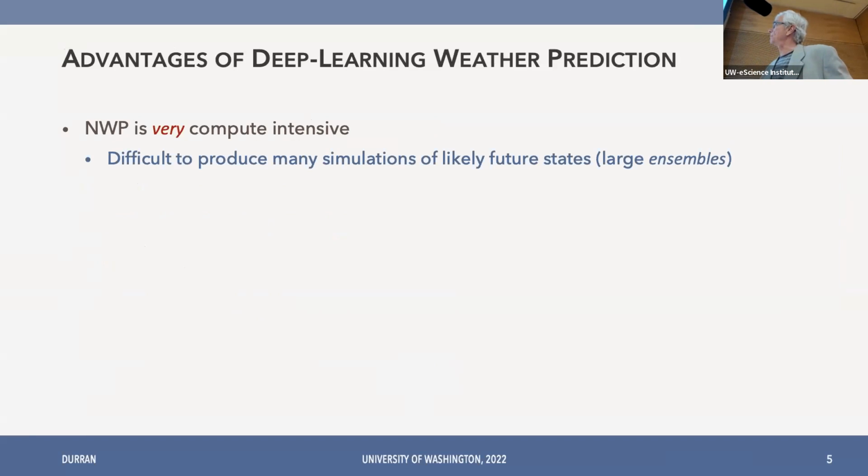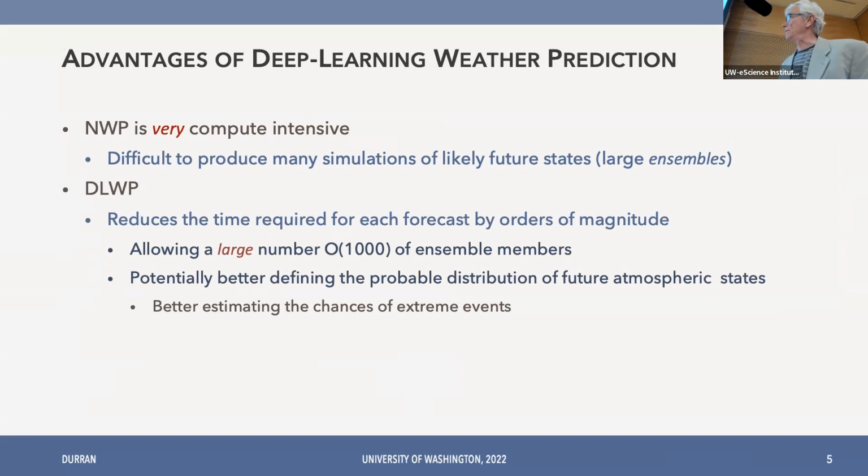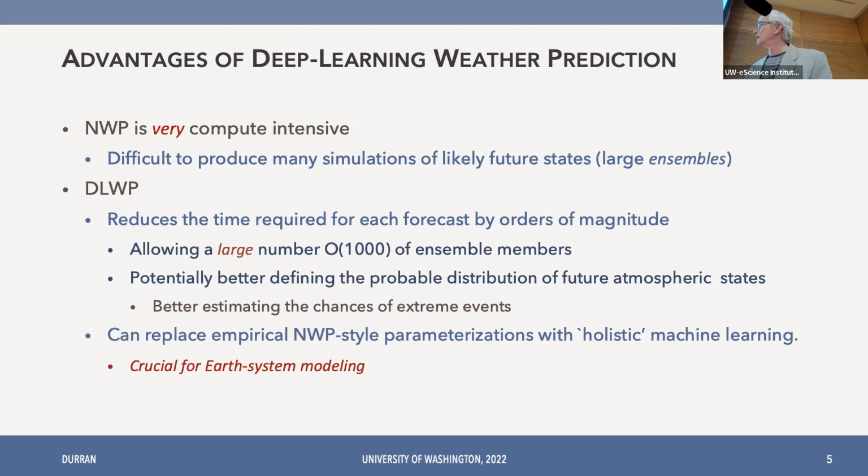And deep learning would have some very important potential advantages because NWP is very, very compute intensive. It's difficult, therefore, to produce many likely simulations of future states, whereas deep learning weather prediction reduces the time required for each forecast by potentially several orders of magnitude, which allows for a large number of multiple forecasts from slightly different initial states to give us a better probability distribution for future atmospheric states, and could help us better estimate the chances of extreme events, for example. Plus, as we look further into the future and we start to talk about seasonal forecasting and the influence of things in the Earth's surface, we don't have any equations for that yet. In fact, replacing NWP-style parameterizations with a holistic sort of machine learning approach could be very important for Earth system modeling, and seems to be pretty successful in our early attempts at this.